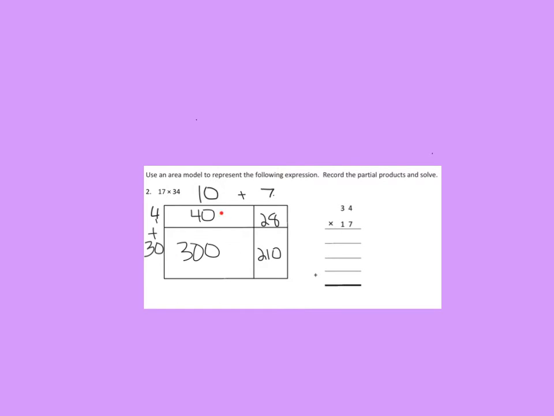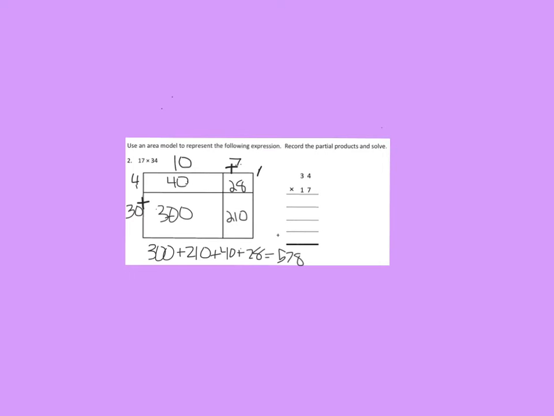Now that we've calculated all of the inner squares, we could just add them all up to get our answer. So we would add 300 plus 210 plus 40 plus 28 to give us 578. Now we can do the problem using partial products.